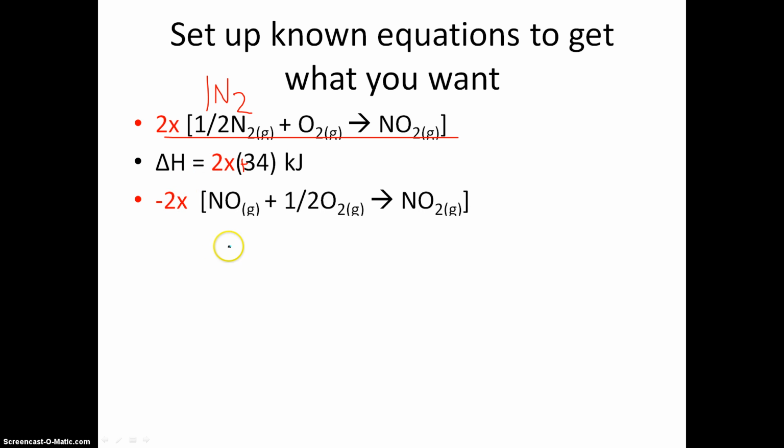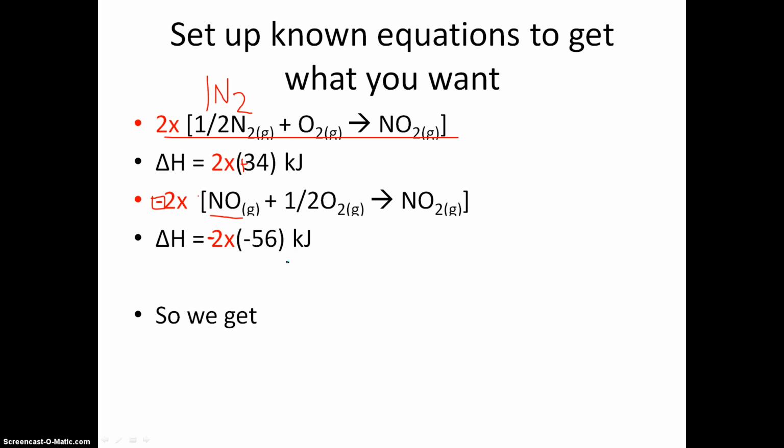And our second reaction, we had NO plus half a mole of O2 to give us NO2. Now we wanted NO on the product side, so we want it on the right side. So what we're going to do is reverse it. To reverse it, we put a negative sign. And also we wanted 2 moles of NO for our final product, so we're going to multiply by 2. The same thing we do to our delta H value. And it's important to note here, because it is a negative, we're going to have to put a negative sign as well. So it's going to be negative 2 times.